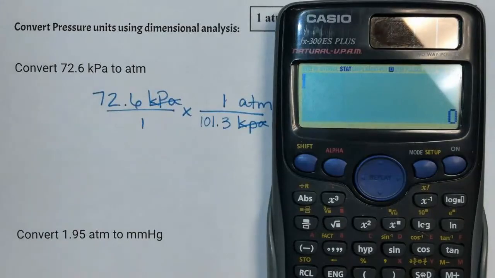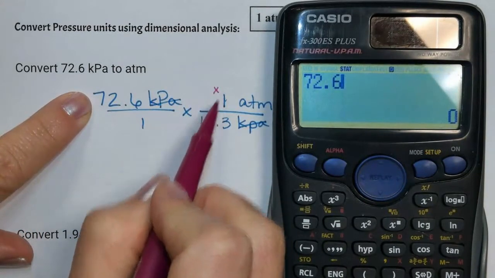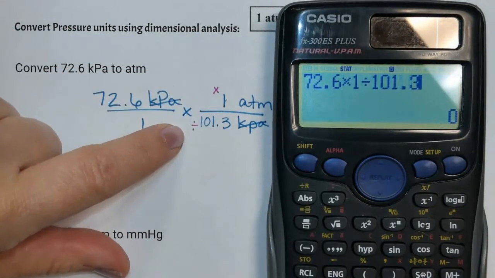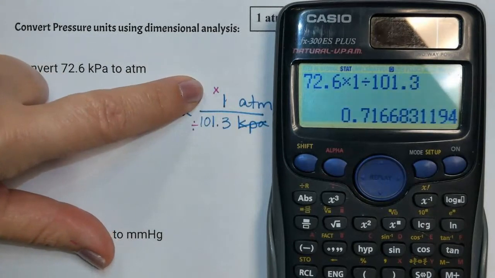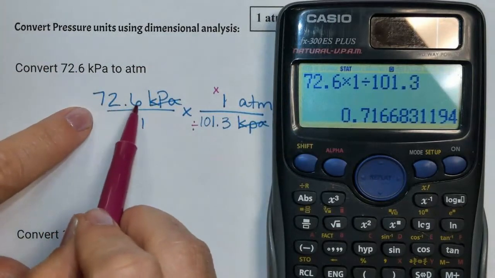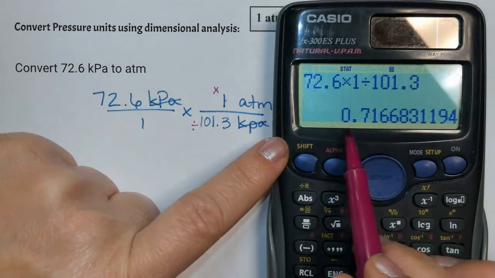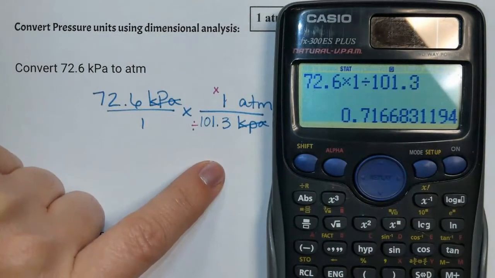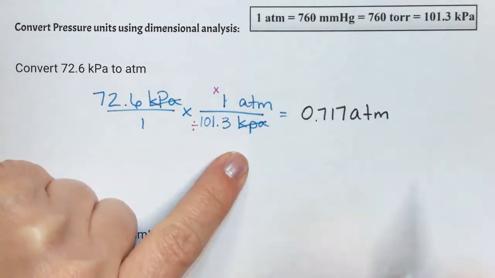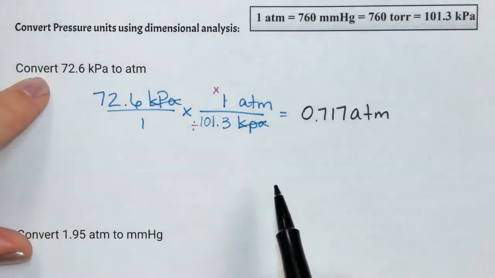And the quick way to do this is you can just type in the first number, 72.6, and then it's always times the top divided by the bottom. So it would be times 1 divided by 101.3. You don't actually have to hit times 1 because it doesn't make anything any different, but you can if you want to. So we have 1, 2, 3 significant figures to start. So I want to have 1, 2, 3. So it's going to be 0.717. And the unit is atmospheres, so 0.717 atmospheres. So 72.6 kilopascals is equal to 0.717 atmospheres.